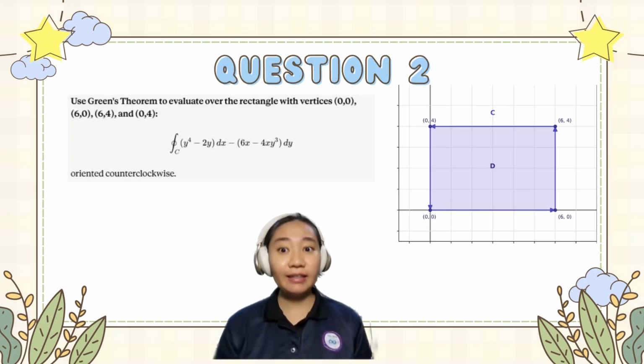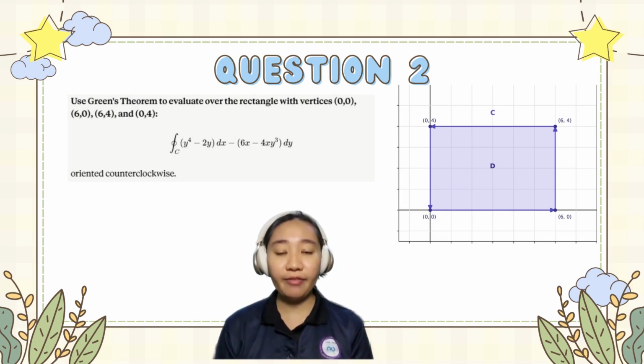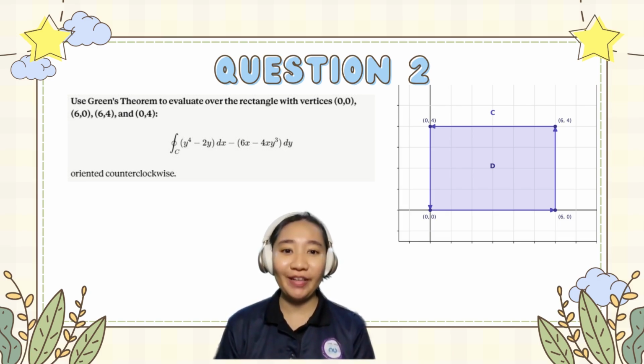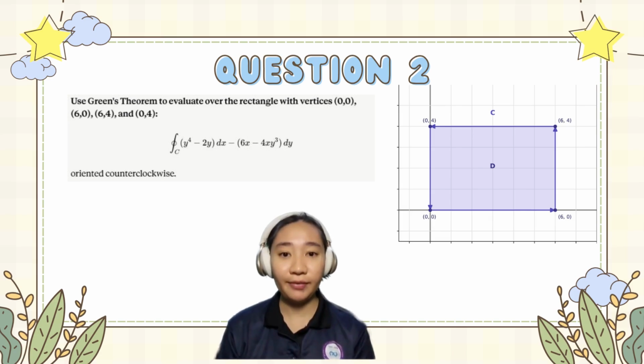Now let's move on to our second case study question. Here we are asked to use Green's theorem to evaluate the closed line integral of y to the fourth power minus 2y dx minus 6x minus 4xy cubed dy over the rectangle with vertices 0, 0, 6, 0, 6, 4, and 0, 4 oriented counterclockwise. As shown on the graph, this rectangle spans from x equals 0 to x equals 6 and y equals 0 to y equals 4, with the boundary C traced counterclockwise around the shaded region D. This satisfies all the conditions of Green's theorem we just discussed, so we can proceed to solve it.